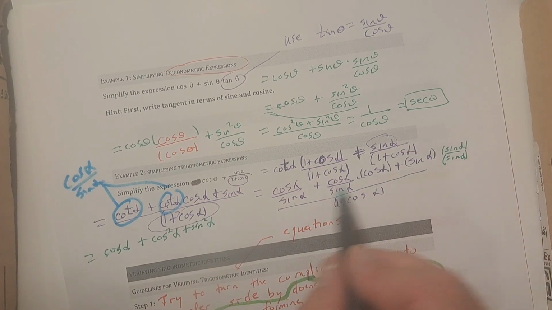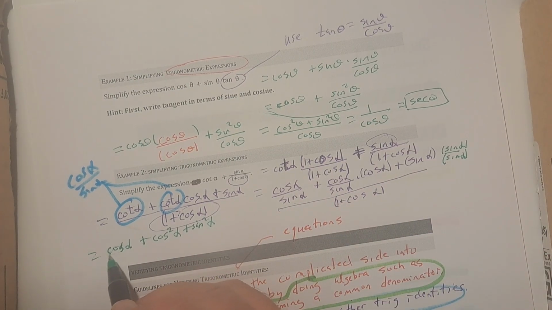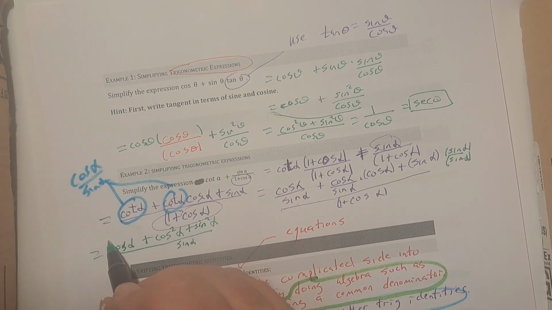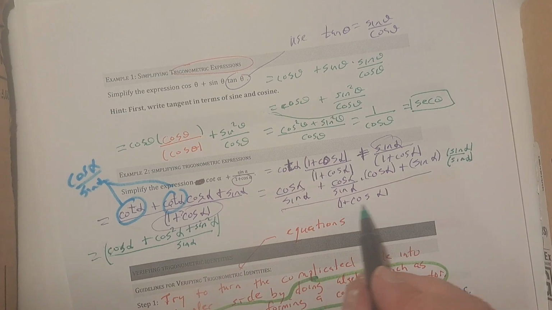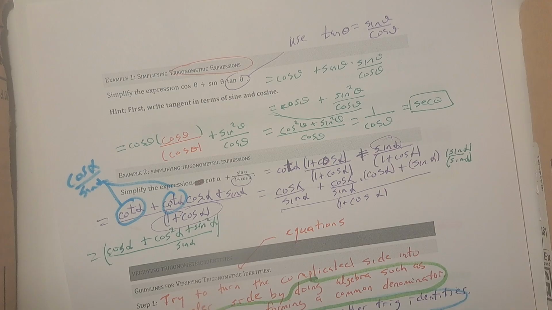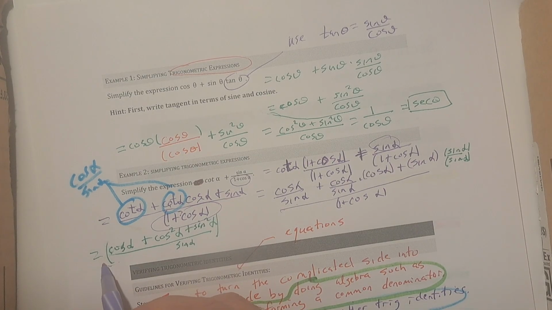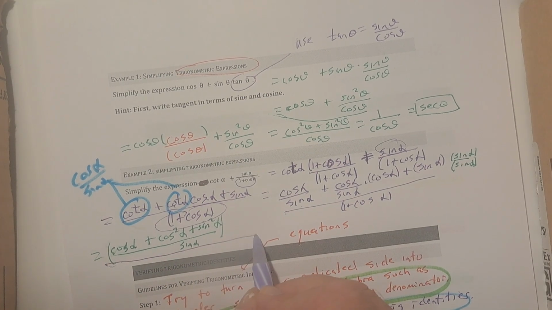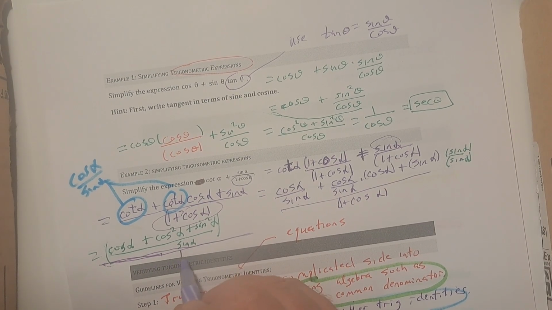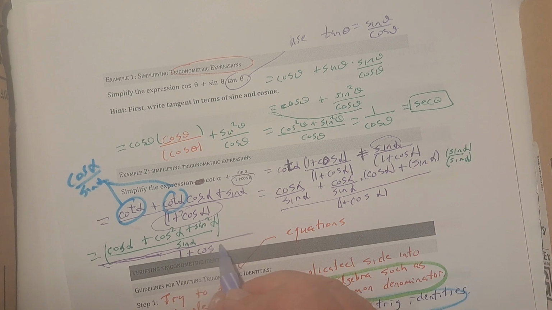That whole thing has a common denominator of sine of alpha because I built it that way. And you still have 1 plus cosine alpha in the bottom. So that whole thing is divided by 1 plus cosine of alpha.